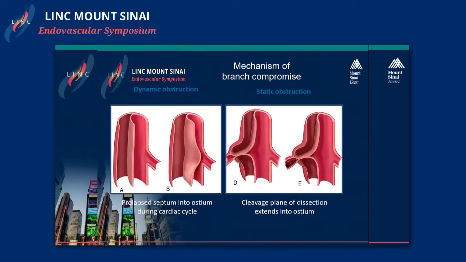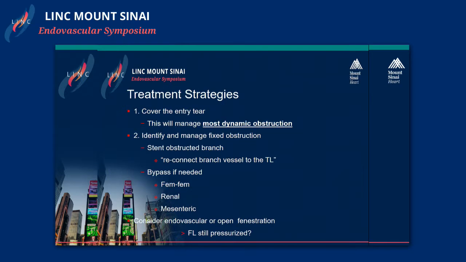It's important to understand the type of obstruction that you're seeing. There are two forms, dynamic and static. Dynamic obstruction is very different from static obstruction, and they're managed differently.